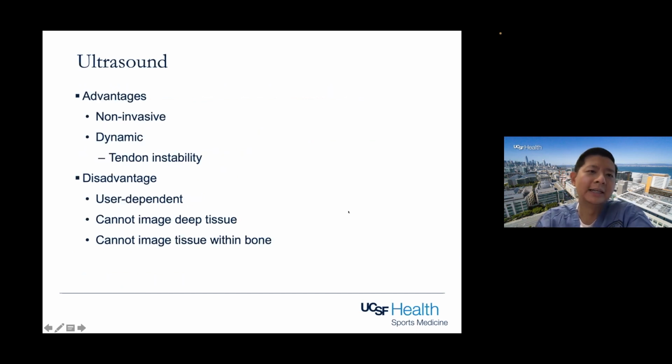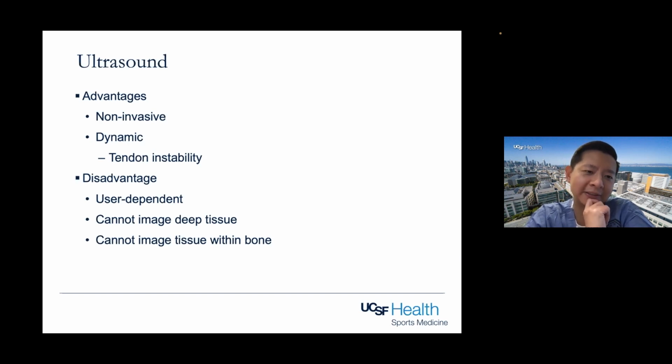All right. So ultrasounds, they're non-invasive and they're dynamic. So you can actually move it back and forth and also flex the foot or knee back and forth to see how a tendon looks dynamically across the ultrasound. So instead of just having the tendon sit in one place like we do for MRIs, with ultrasound you can actually see what that tendon looks like dynamically.